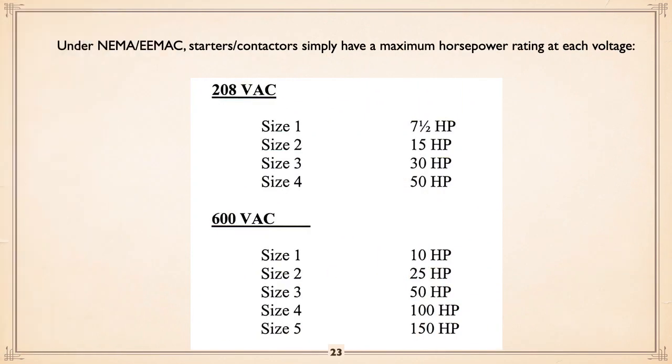And under NEMA, contactors and starters, which use contactors, simply have the maximum horsepower rating at each size. In other words, at 208 volt, you can see a size 1 starter is 7.5 horse, up to a size 4, which is quite a bit larger, rated 50 horse. At 600 volt, you can see the ratings that are standardized. I haven't got them here for 480, but they're easy to find.